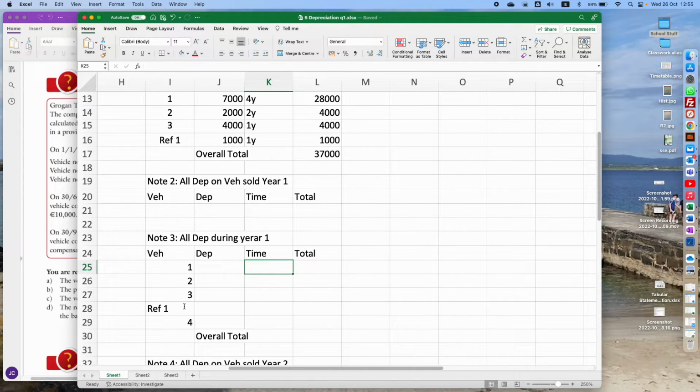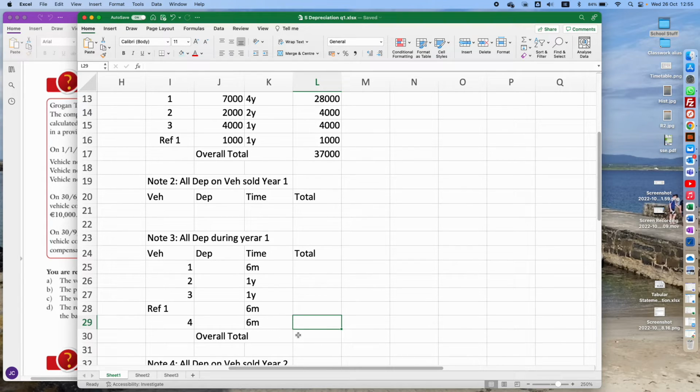So vehicle 1 I had for 6 months during this year, and I had 6 months for the refrigeration unit. The other vehicle 2 I had for 1 year. Vehicle 3 I had for 1 year. And vehicle 4 was the replacement vehicle. I got that on the 30th of the 6th, so I had that for 6 months. And you multiply that by their depreciation figure, for an annual figure, and that gives me my overall total.